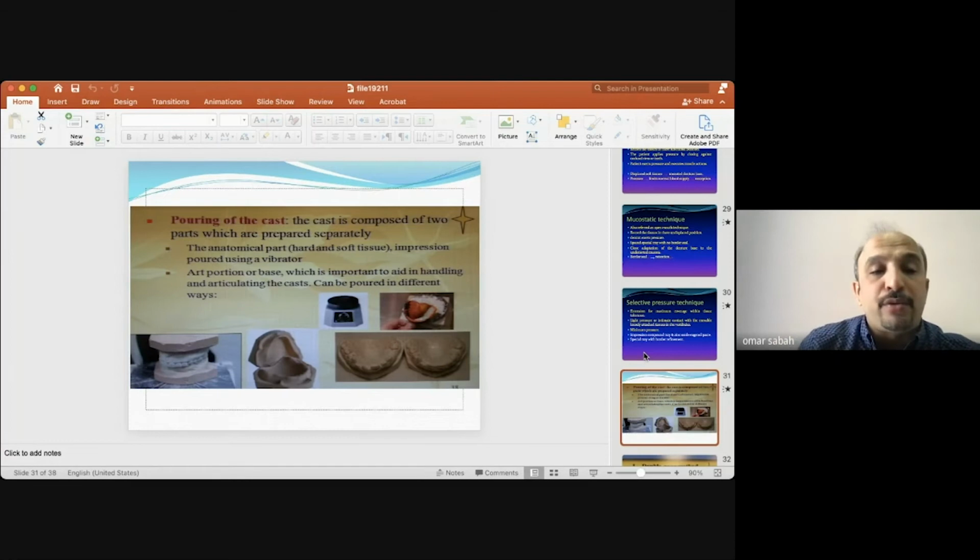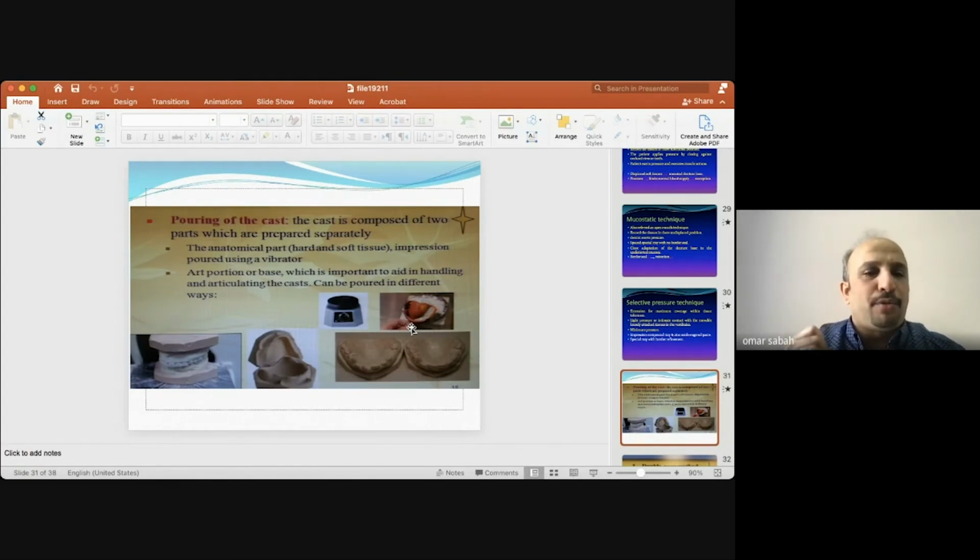Or you can use a vibrator. You have this device available in your lab. After adding a small amount of the stone, you put it on this device, and the vibrator works, removing all the bubbles from the base or from the surface tissue areas to the outside, to make sure that it is clear. I have another technique. I will tell you how I use it.